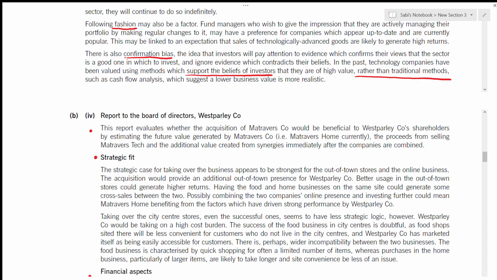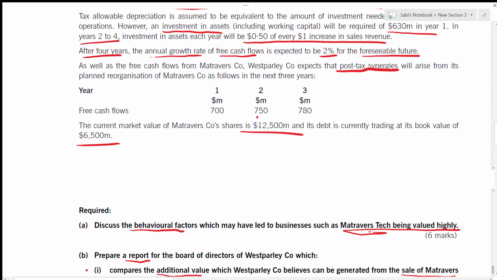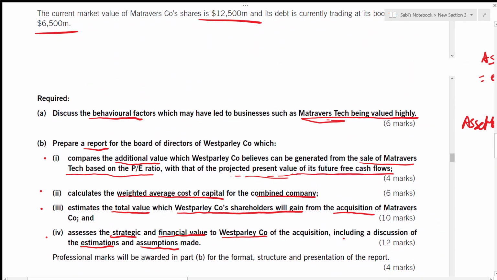Why strategic fit is there? Because let's go to the requirement and see. Right? Yes. Just go to the 4th point. Assess the strategic and the financial value to West Pale companies of the acquisition, including a discussion of the estimations and the assumptions made. So strategic. So first you are starting with the strategic, number 1. Number 2, you are starting with the financial value, and for that financial value only you have to use all this 1, 2 and 3, right? All your financial aspects are those 3 only. You have calculated those before.